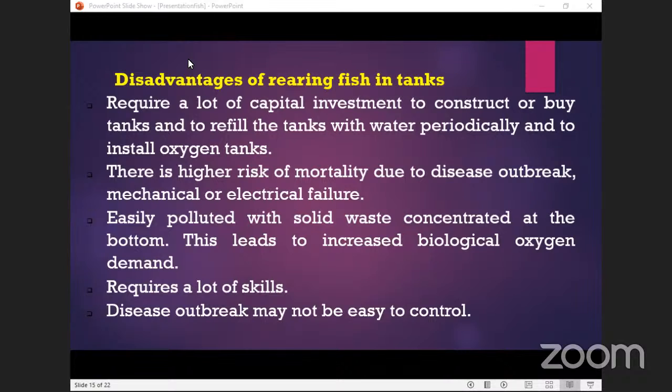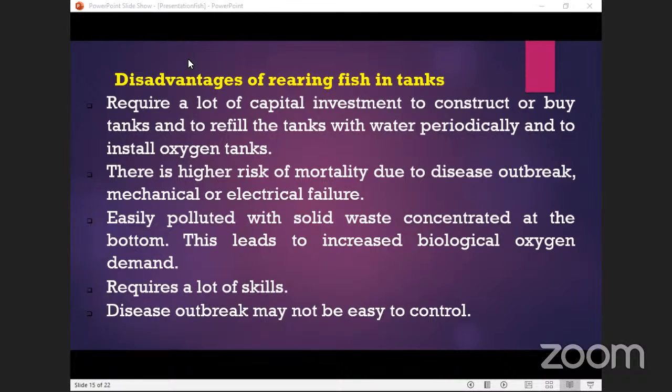And there is a high risk of mortality. The fish can easily die due to disease attack or electrical failure. In case the electricity fails to pump in oxygen, or the machine which is supposed to pump the water inside the tank is faulty, the fish will die because you will fail to provide the water.